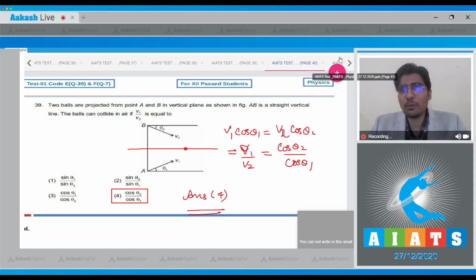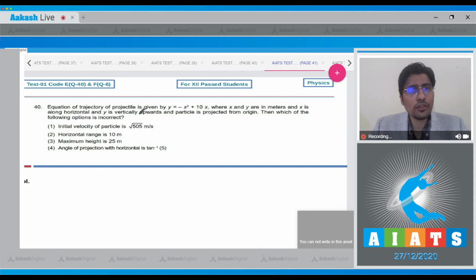Now let us move to question number 40. In question 40, the equation of trajectory of a projectile is given by y equal to minus x square plus 10x, where x and y are in meters and x is along the horizontal and y in the vertical upward direction. The particle is projected from the origin. So we have to find out the option which is incorrect. It is related to initial velocity, the horizontal range, the maximum height and the angle of projection.